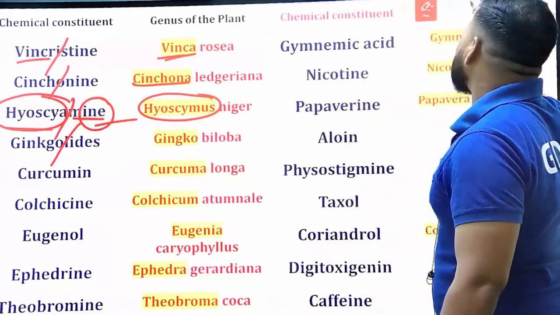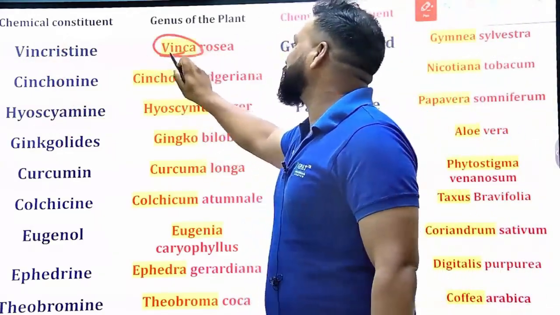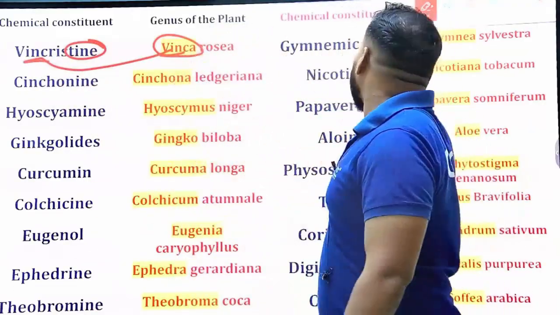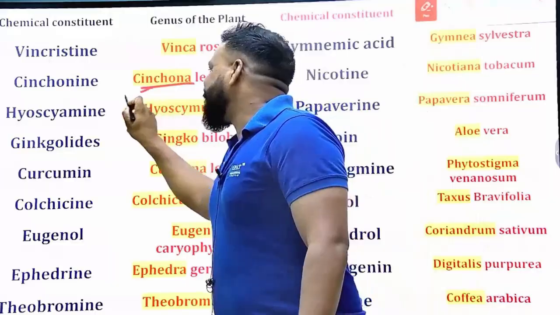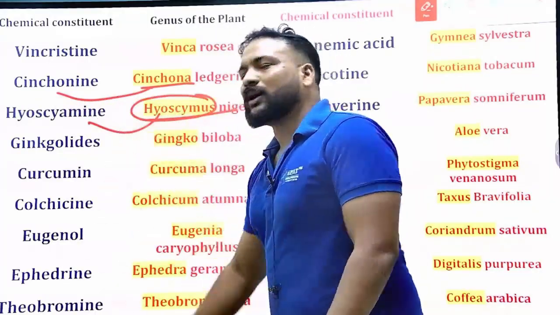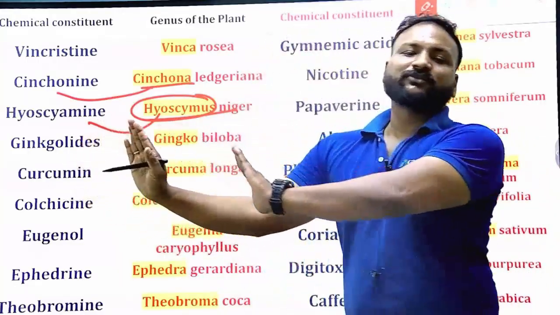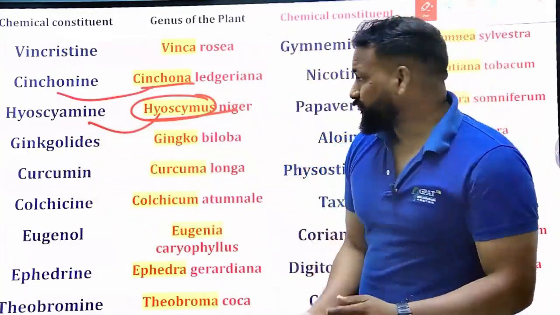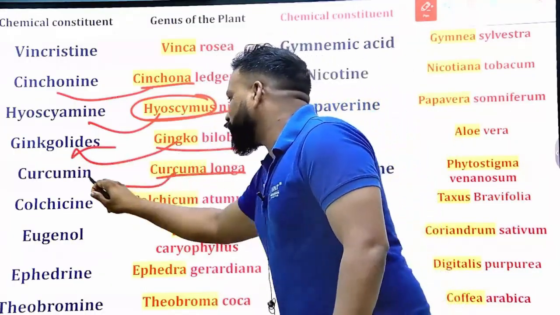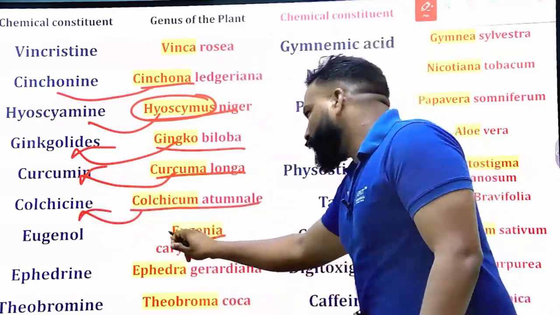Let us have a look. Vincristine: from Vinca they have taken "vinc", and "istine" means alkaloid. From Cinchona, cinchonidine. From Hyoscyamus niger, hyoscyamine. I have highlighted the genus names, and most chemical constituent names are written from the genus name. Ginkgo biloba, ginkgolides. Curcuma longa, from Curcuma, curcumin. From Colchicum, colchicine. From Eugenia, eugenol.